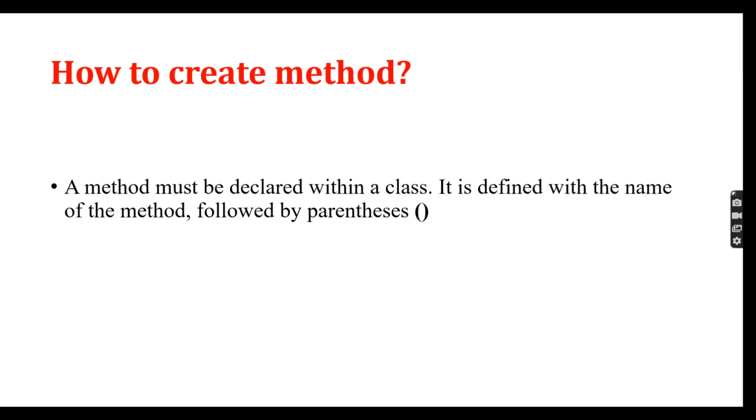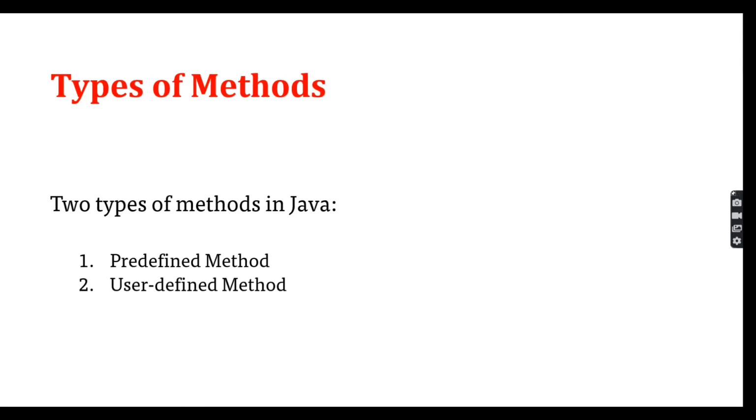Okay. So here, how to create a method? We can give public void, then the method name. After the method name, we give the open brackets and close brackets. So this is the syntax we follow for creating a method. Types of methods: there we can see predefined methods and user defined methods.